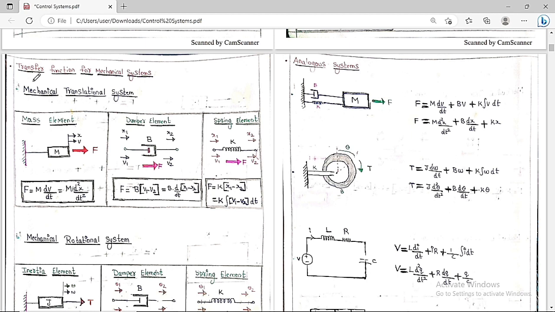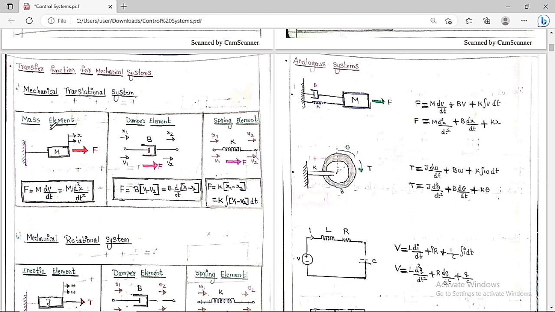We are going to discuss another concept, which is the transfer function for mechanical systems. We are going to figure out the transfer functions for the different mechanical systems. The first one is the mechanical translation system. Suppose you take a small example of an almirah in your home. Whenever you push the almirah, it moves in a straight line. That is called a mechanical translation system. Whenever any object is moving in one direction, in a straight line, that is called a mechanical translation system.